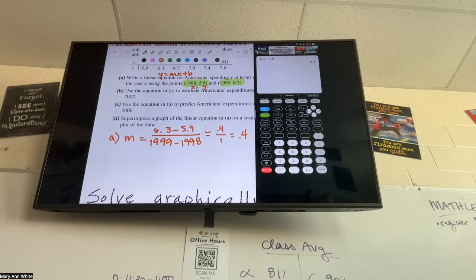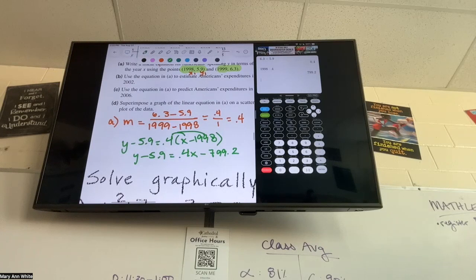We'll call this one x1, we'll call that one y1. And I'll plug them in accordingly. So we'll do y minus 5.9 equals 0.4 times x minus 1998. We doing okay so far with that? Okay, distribute to simplify, y minus 5.9 equals 0.4x minus 799.2. And then we'll add that 5.9 to both sides.